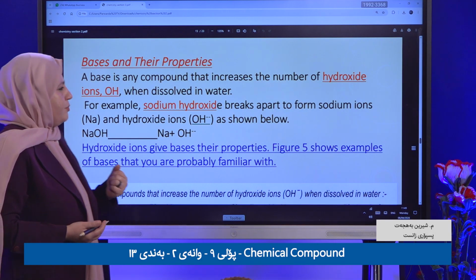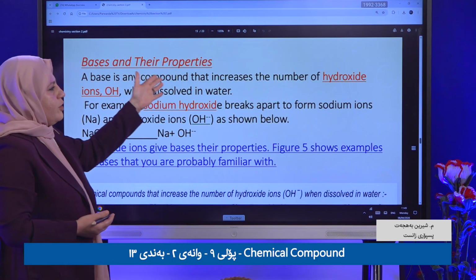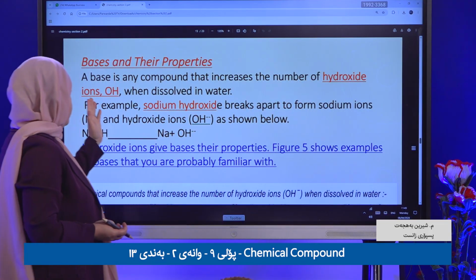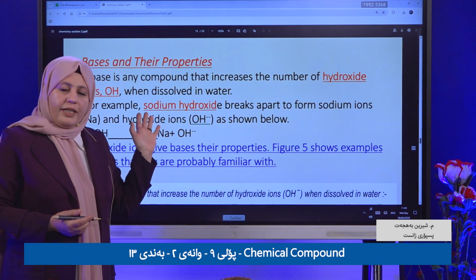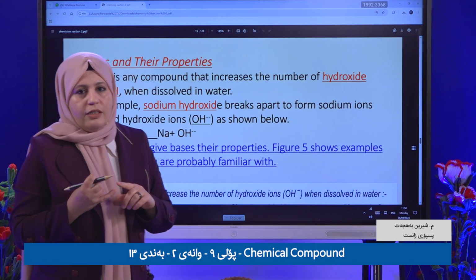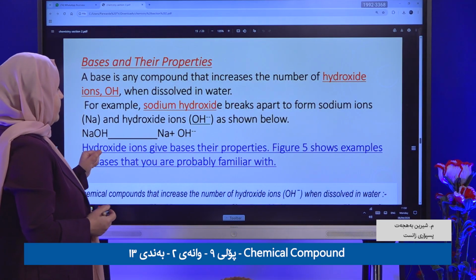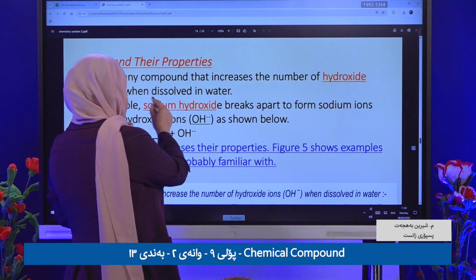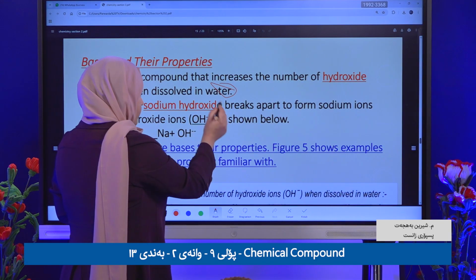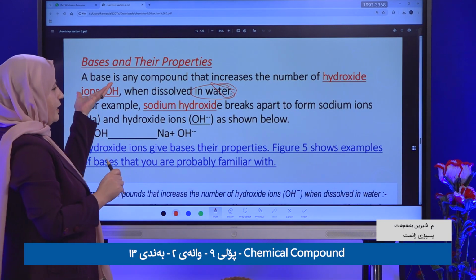Bases and their properties. What is a base? A base is a compound that increases the number of hydroxide ions. Again, we hear about ions. That means an ion solution is formed, and it conducts electrical current. Clear? When dissolved in water. Only when dissolved in water do they form ions.